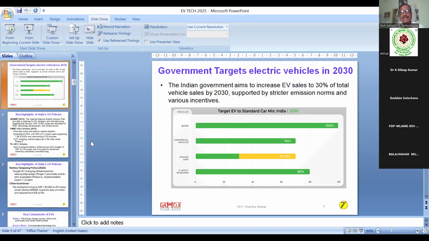Government targets for electrical vehicles in 2030. The Indian government aims to increase EV sales to 30% of the total vehicle sales by 2030, supported by stricter emission norms and various incentives. If you see Delhi, you can notice the pollution level. Now in Delhi, almost, as on today, 45% of the vehicles have switched to electrical vehicles. So the government aims for buses 100%, commercial vehicles 70%, private cabs 30 to 70%, two-wheelers and three-wheelers up to 80%. This is the target for 2030.